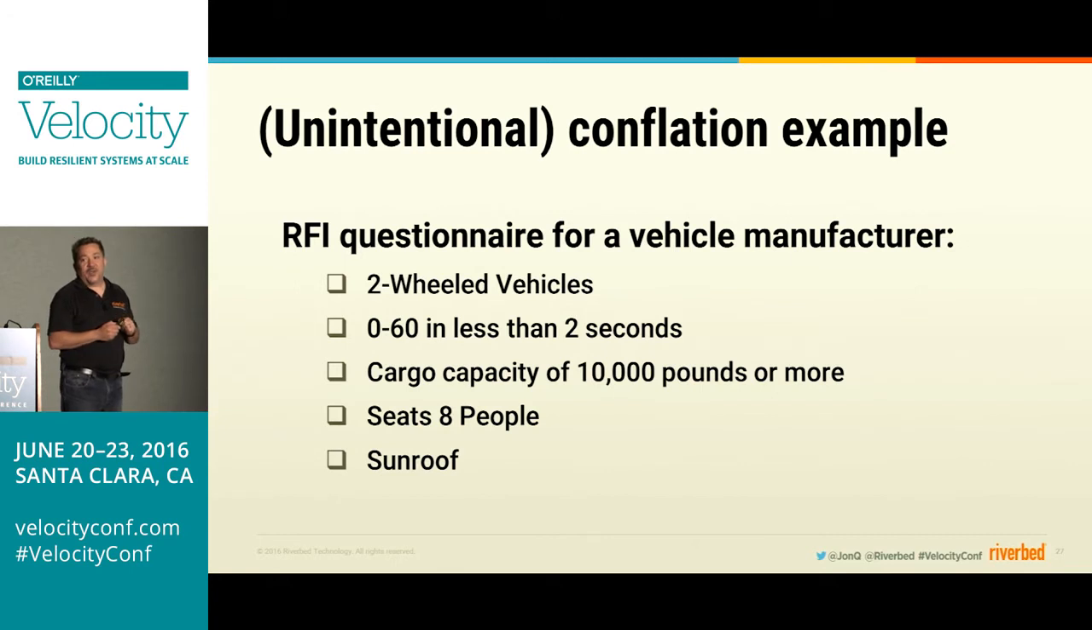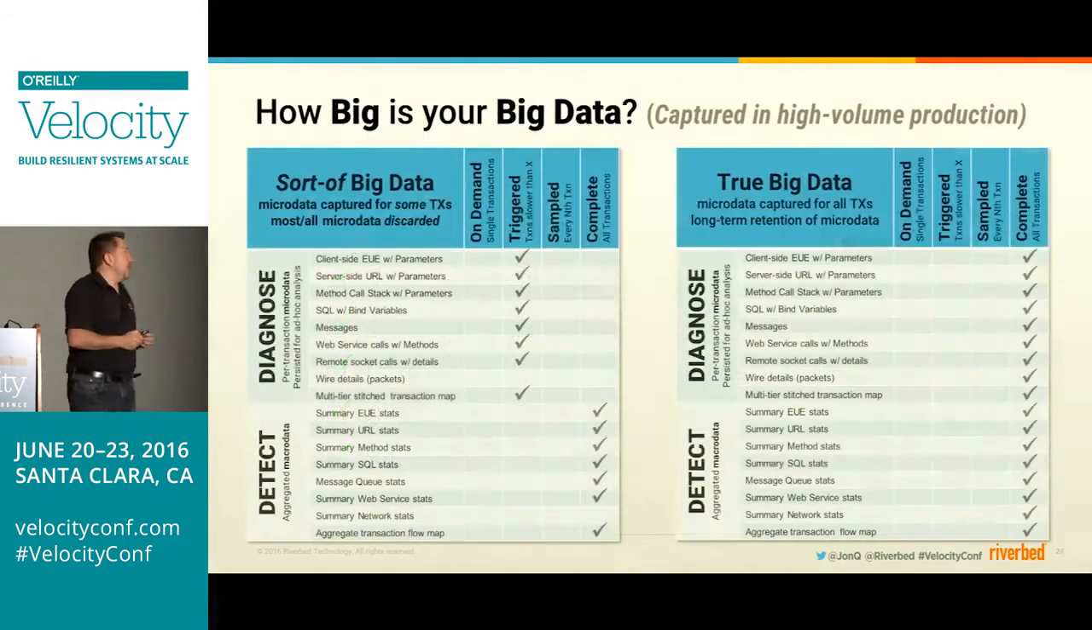Here's a conflation example on the capabilities of a vehicle manufacturer. You could send out a request for information and say, do you have two-wheeled vehicles? Yes. Ones that go from 0 to 60 in 2 seconds? Sure. Cargo capacity of 10,000 pounds, seats 8 people, a sunroof? Yes, they do it all. Those are ors, they're not ands. And so for a vendor to say, I can capture all transactions all the time, yes. I capture transactions down to method level detail. Yes. I capture parameters. Yes. Production? No. Can't do it at that volume. All transactions and all details? No, right? This is where the devil in the details is, of whether or not you're going to be able to achieve some of these goals.